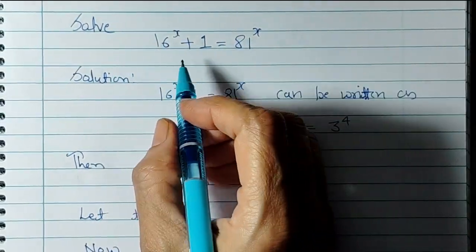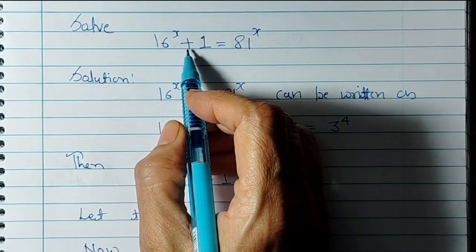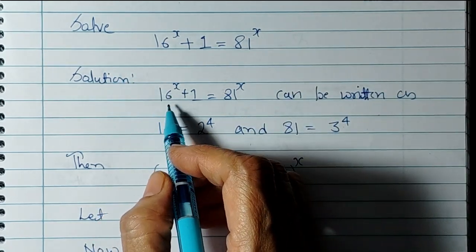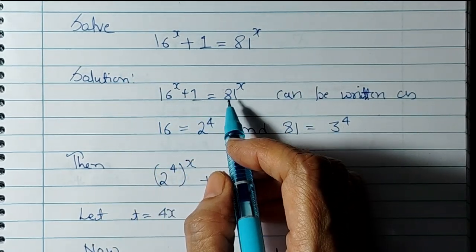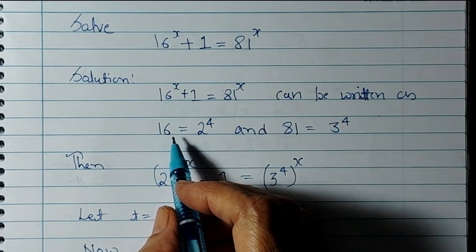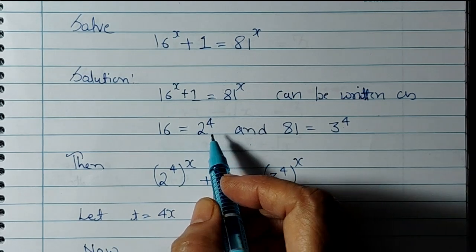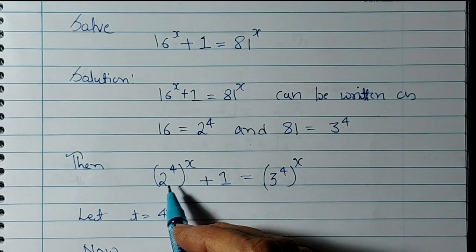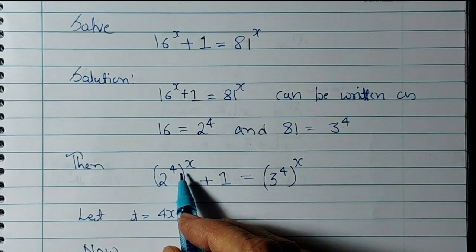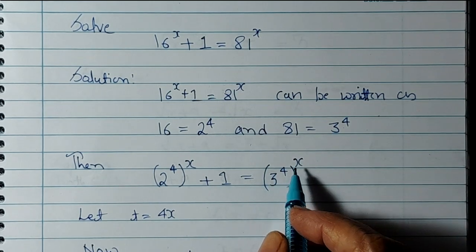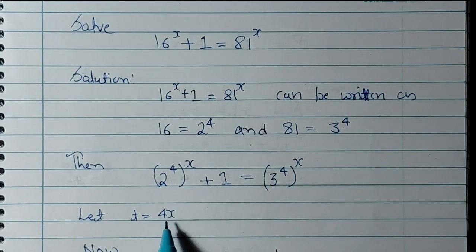So we have to solve 16^(x+1) = 81^x. Solution: 16^(x+1) = 81^x can be written as follows. 16 can be written as 2^4 and 81 can be written as 3^4. Then it becomes (2^4)^(x+1) = (3^4)^x. Let 4x be equal to t. t is equal to 4x.